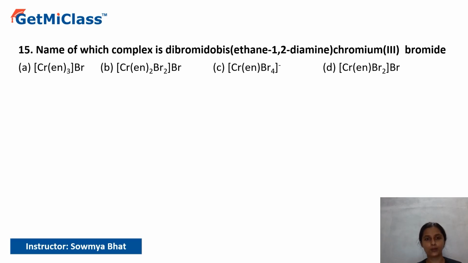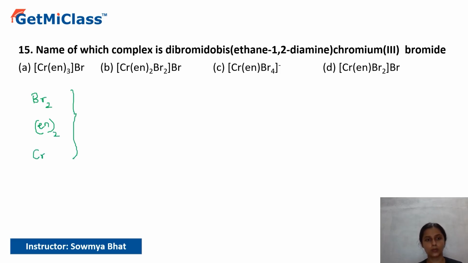Of which complexes is dibromidobis(ethane-1,2-diamine)chromium(III) bromide? We have 4 options here. So what is the ligand here? Bromide is the ligand which is going to repeat twice, and en, this is ethane-1,2-diamine, but it is given bis, so these two are the ligands, and chromium is the metal.